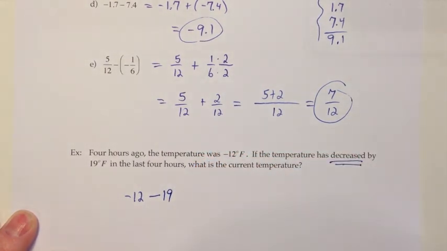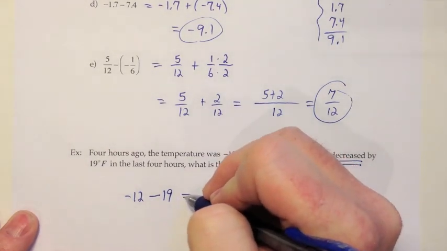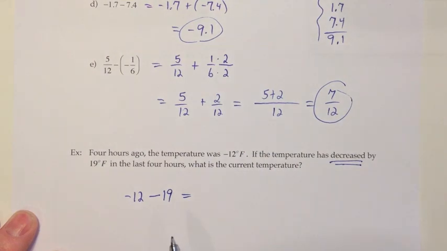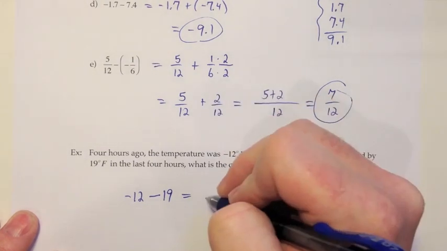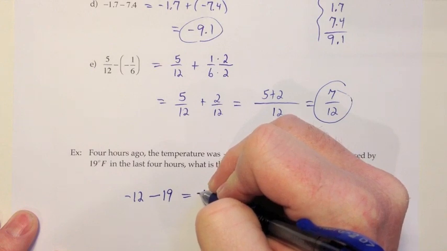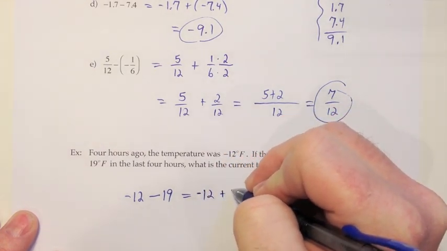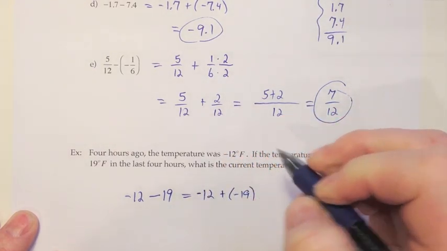It has gone down by, or we've subtracted 19 from what the temperature used to be. So what am I going to do with that? Well, again, how I do this depends on how you view this number. If you see that as 19, then you better rewrite it because it's really a negative 19. You want to see it that way. So I'm going to rewrite it. I have negative 12 and then plus negative 19.